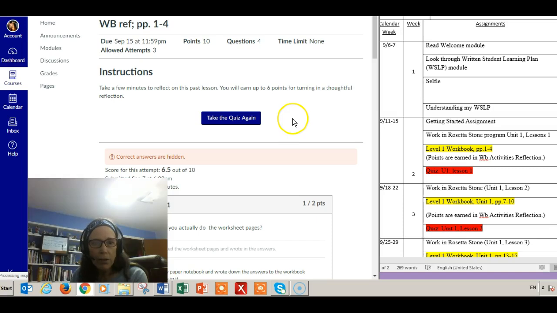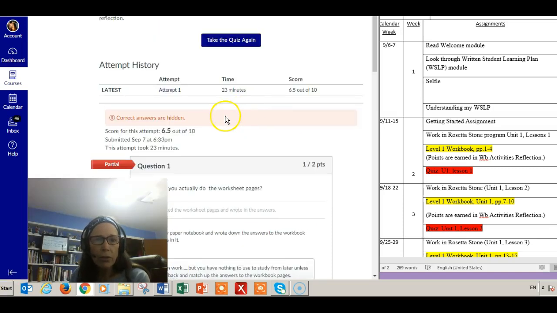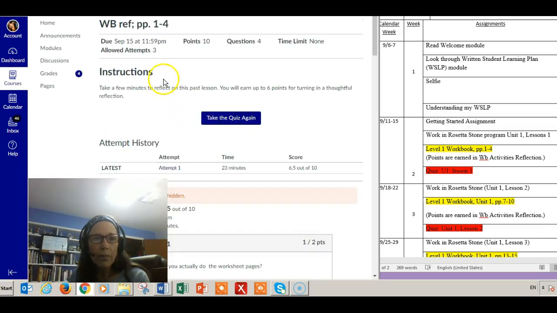Next, you're going to go to a quiz. It's a reflection on pages 1 through 4. It's not really much of a quiz, but it's just a few things in there that you can answer. If you didn't get the high enough score that you wanted, like this one had a score of 6.5 out of 10, this person can take the quiz again to get a higher score.